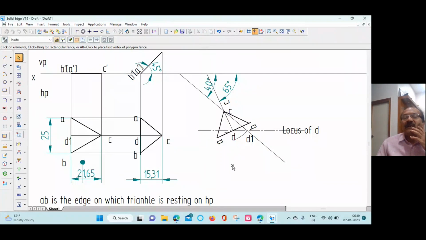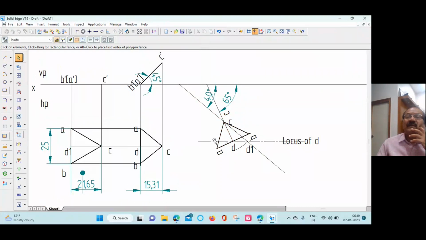Okay, now you got it. What we did is we just moved the second triangle onto the 65 degree line such that CD is on the 65 degree line. That's important. Median should be on the 65 degree line. So CD is on the 65 degree line. That's important.